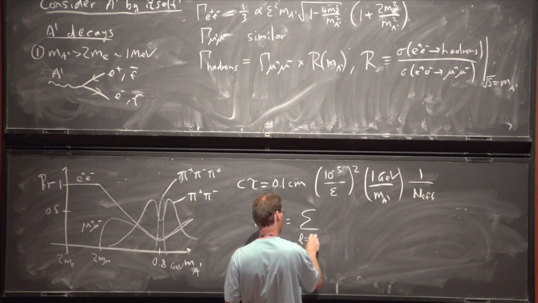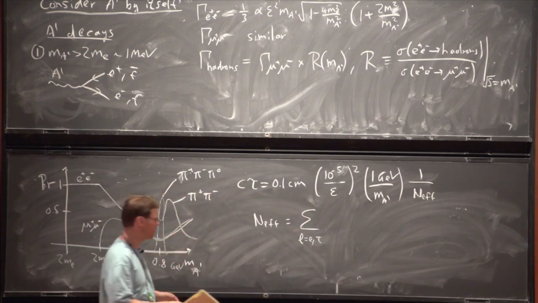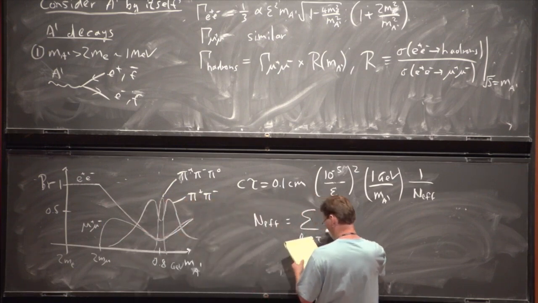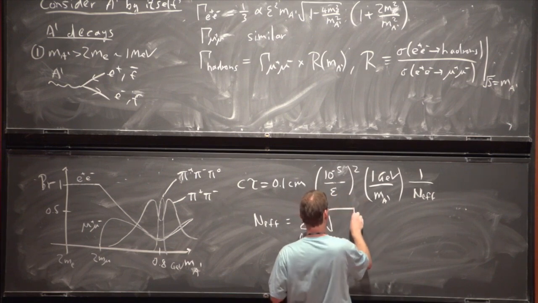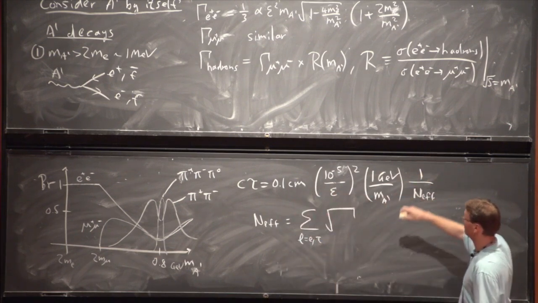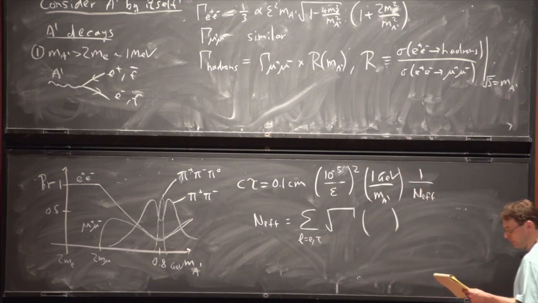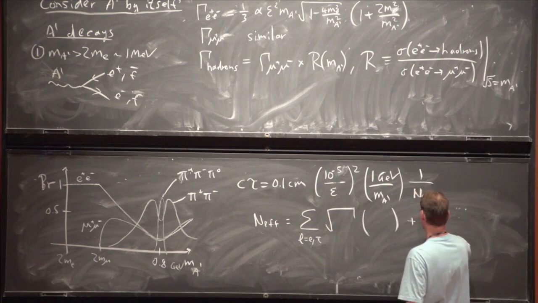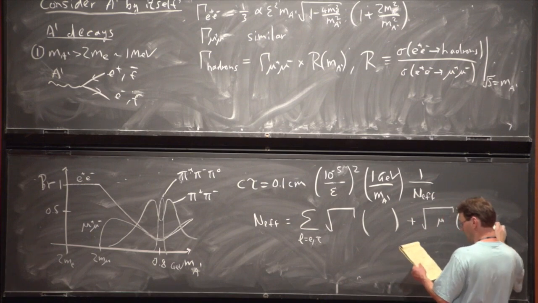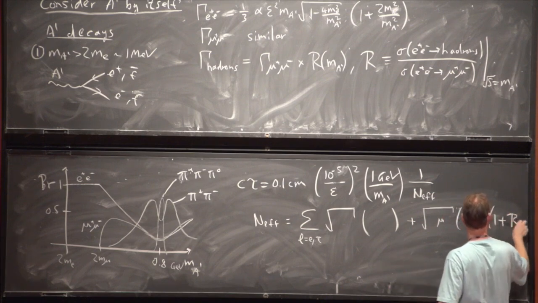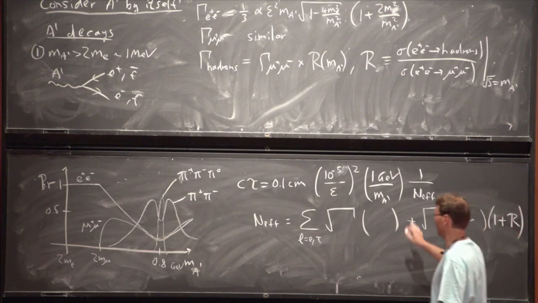So sum of leptons, electrons, muons, and tau. So of course, if you go to higher mass, you can also decay to taus, tau plus tau minus, etc. So in general, this N effective is given by sum of e to tau. There's a square root. I'm going to be lazy. That square root is just the square root there. And then there's a parenthesis, which is just the same thing with the mass replaced by the lepton mass. And then plus the square root with a muon, times 1 plus r. So in general, that's the N effective, the way it's defined here.